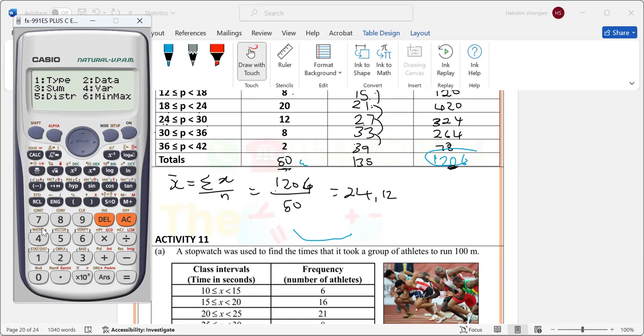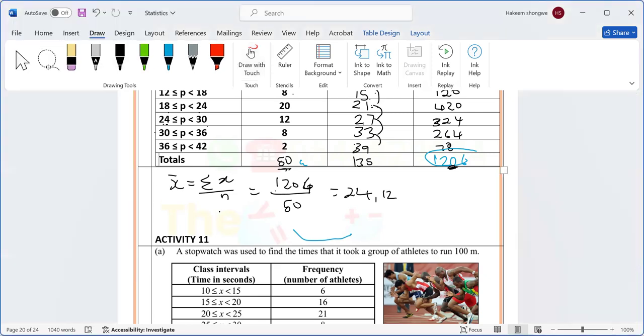We go to var. We go to 2 equals. And then it says 24.12. Okay, we're going on to the next question. What does the next question say?